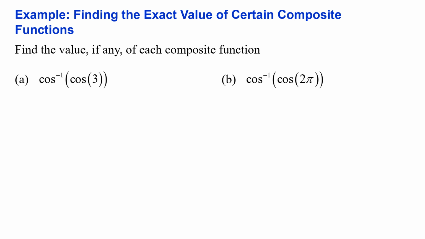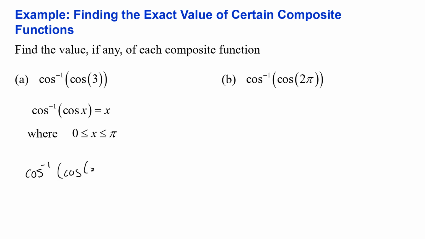In this example, we're asked to find the value, if any, of each composite function. We have parts A and B. Part A is the composition, inverse cosine composed with cosine of 3. We're going to use the fact that inverse cosine composed with cosine of x will equal x when x is between 0 and pi inclusive. For part A, x is equal to 3. Since pi is approximately 3.14, then x equals 3 falls in our provided interval. So we can write inverse cosine composed with cosine of 3 equals 3.